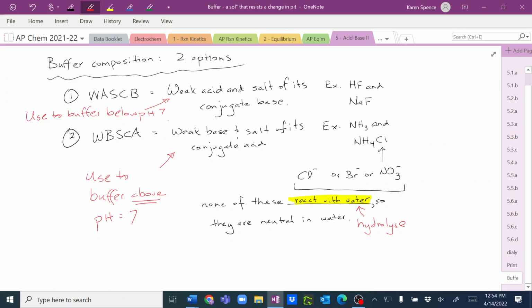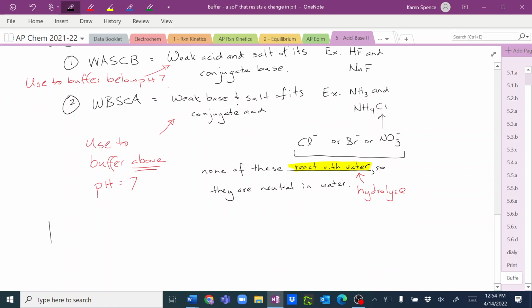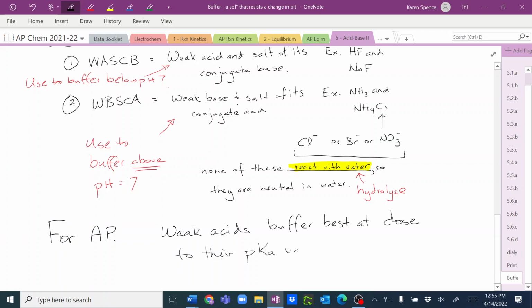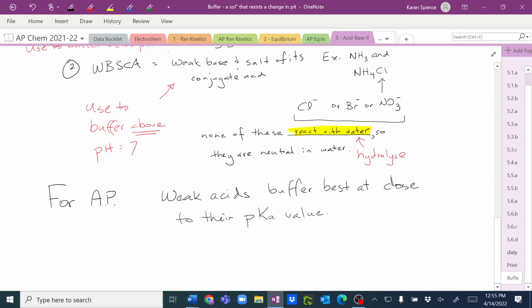For the AP exam, you should know weak acids and their conjugate bases are best at buffering close to their pKa value. Okay?